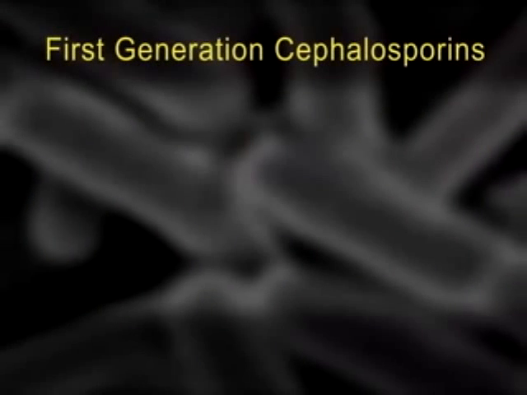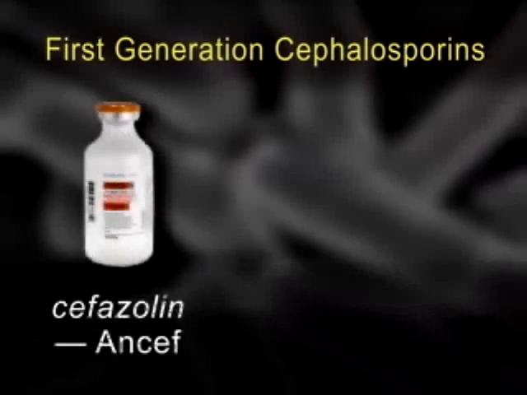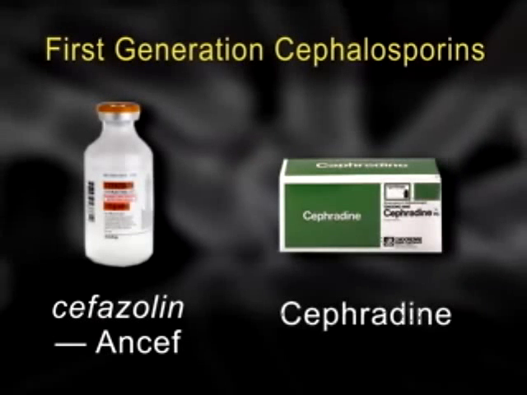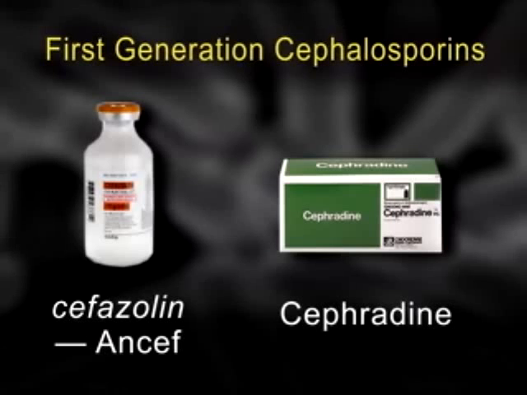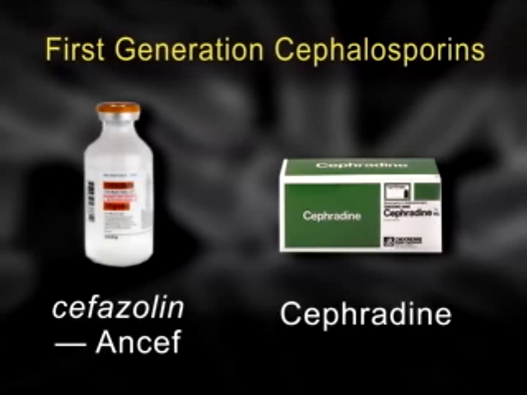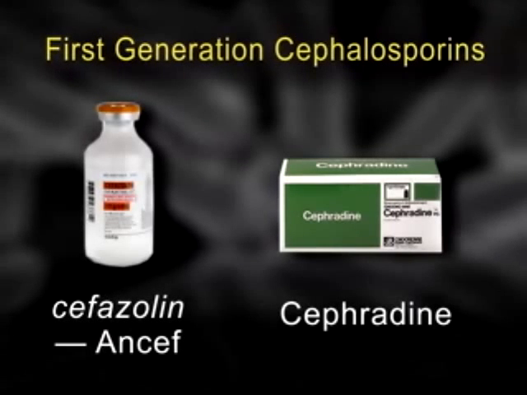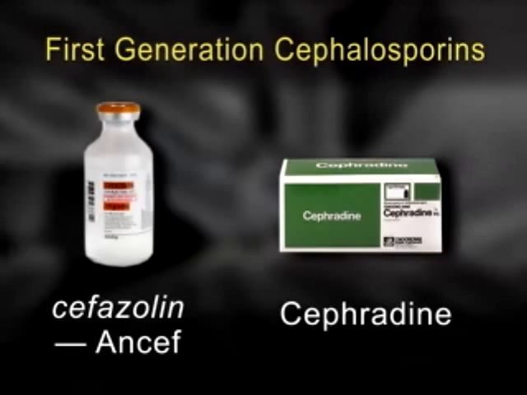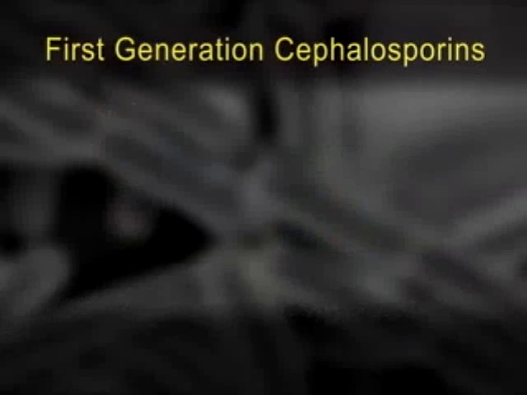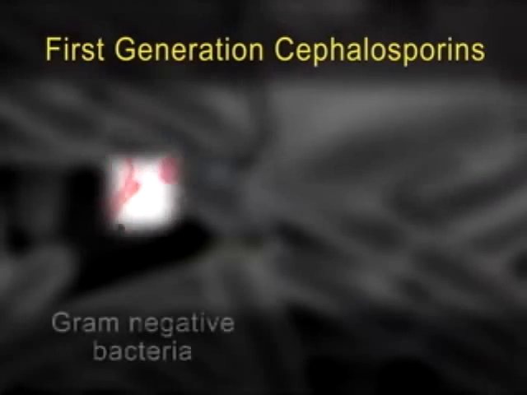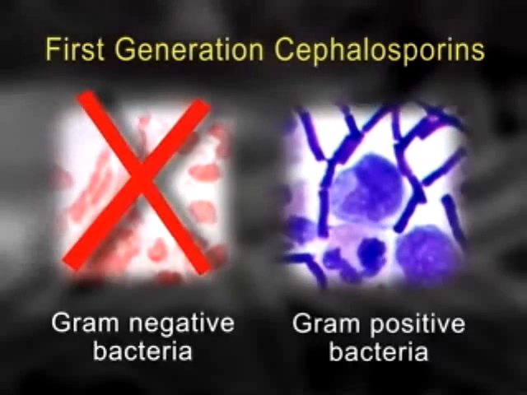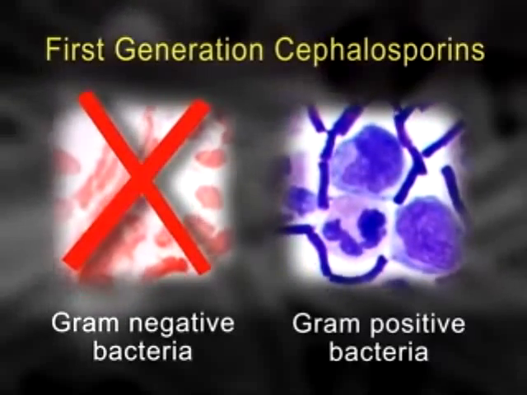Examples of first-generation cephalosporins include cefazolin, Ancef, and cephradine. Cephalosporin is often administered IV immediately prior to the first incision in the OR and continued post-surgically for 1 or 2 doses prophylactically. First-generation cephalosporins have limited effect on gram-negative bacteria, but good effectiveness on gram-positive bacteria.